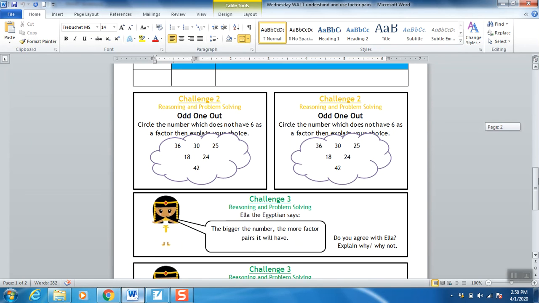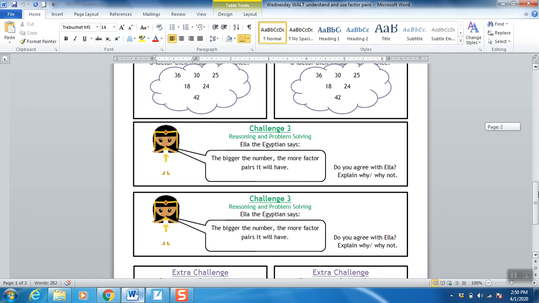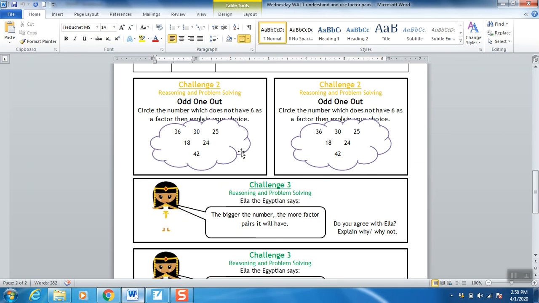And then you come down to the challenges. Okay, so have a quick look at these. There's 3 of them. So, odd one out, circle the number which does not have 6 as a factor, then explain your choice. My tip for you to do this one would be to count up in your 6's and to see which one is not there, but you're going to have to explain your choice for me there anyway.